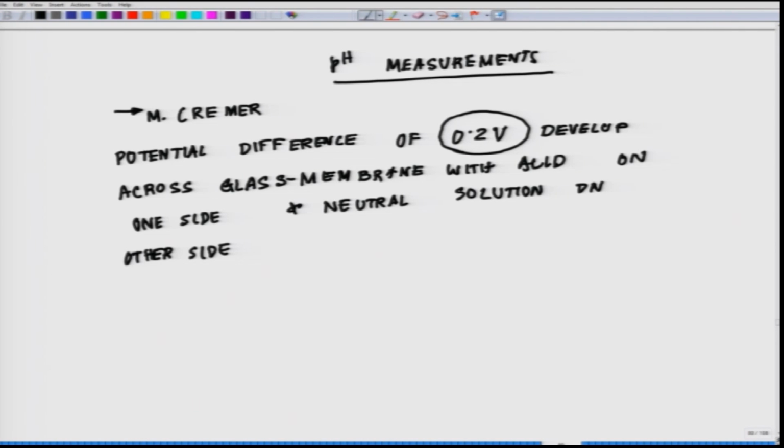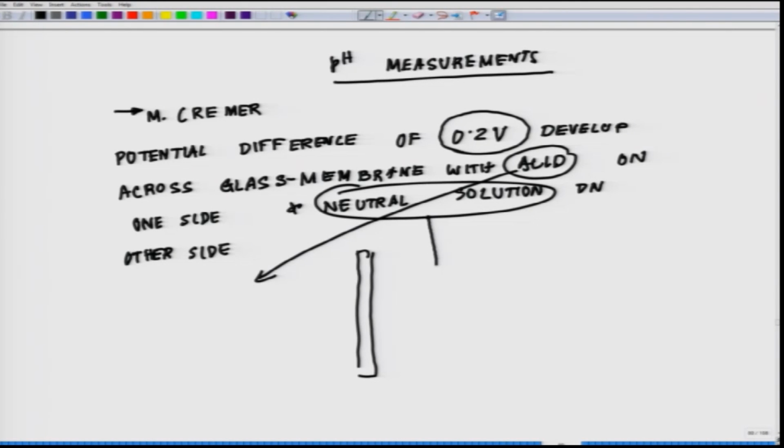The student working with Fritz Haber in Karlsruhe in 1908 improved the glass electrode and carried out the first acid based titration to be monitored with a glass electrode. So, essentially what you are observing is that suppose there is a glass membrane like this, and on one side you have acid, on the other side you have a neutral solution. Now, across it you read a voltage. If you connect it like this, you will be reading a voltage.